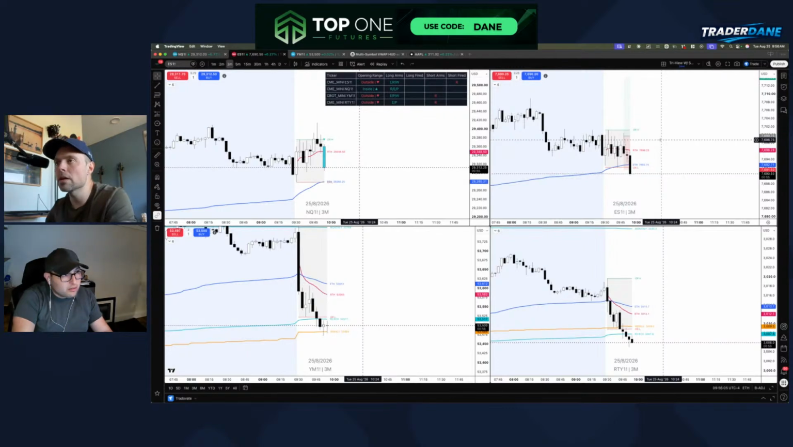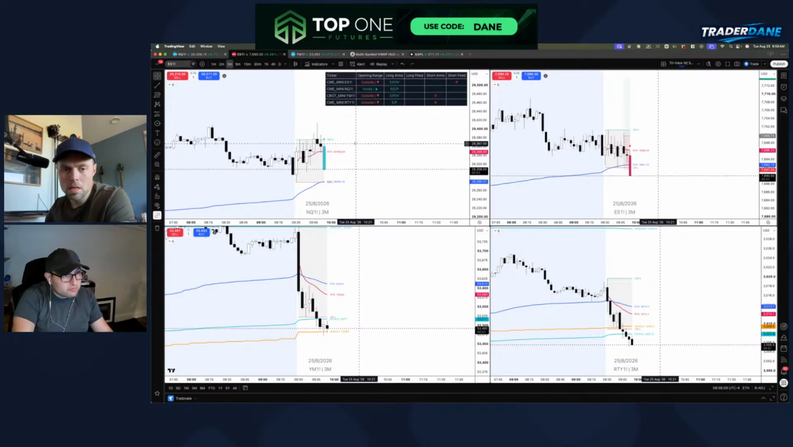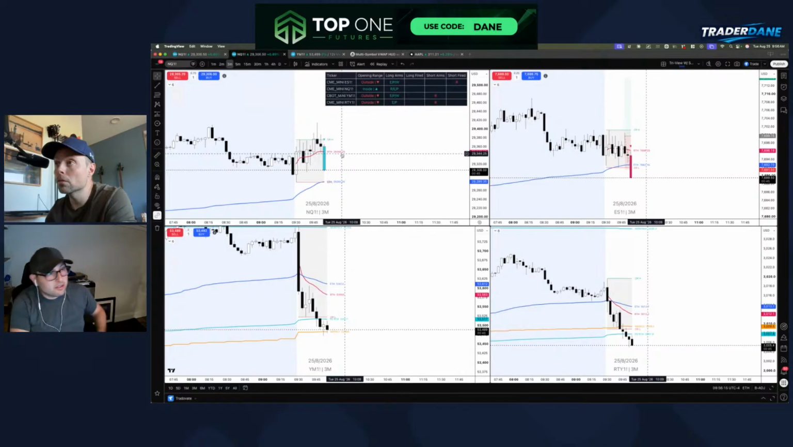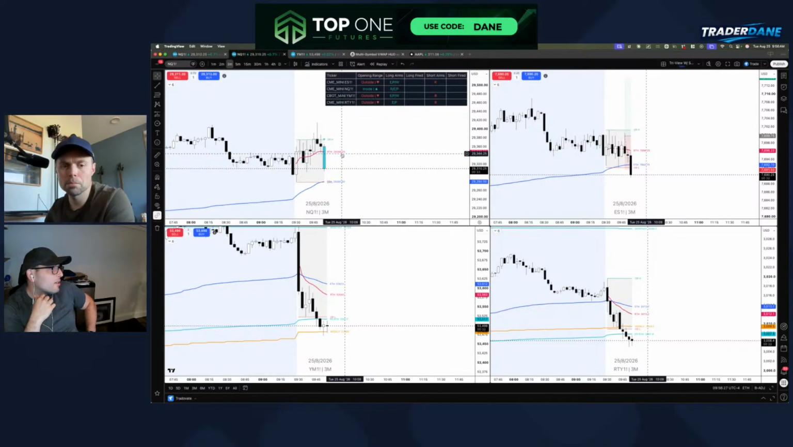Let's see. I don't think it's a bad thing to wait for a little bit of structure. I mean, you know how I play the double breaks. The double breaks, I want to see a retest. Right. It's very rare that they follow through like that and just pop. Yeah. Sometimes they do. I would say more on high volatile days. Yeah.